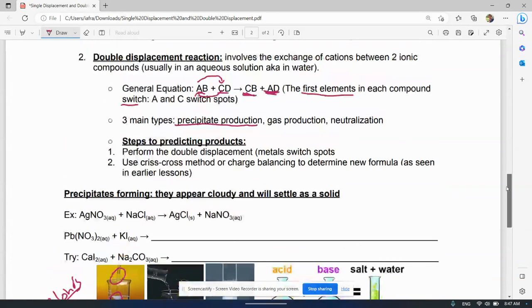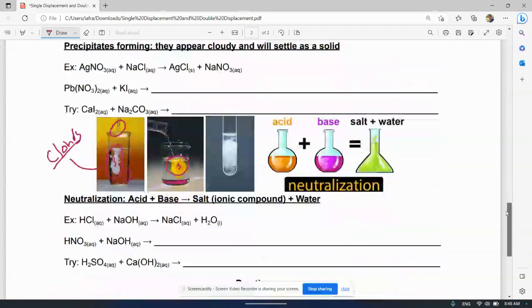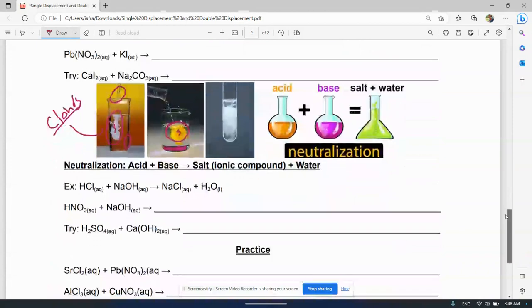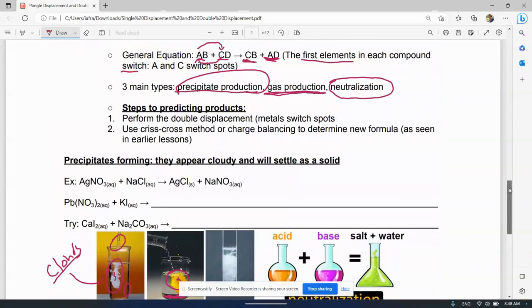So that's one type of double displacement you could see. Another type is a double displacement that produces gas. We're not really going to see that in grade 10. We're just going to focus on a precipitate one. And the third type is called neutralization. And I'll show you what neutralization is in just a little bit. So we're going to start off with the precipitate formation to see how to predict products there. And then we'll go into the neutralization after.